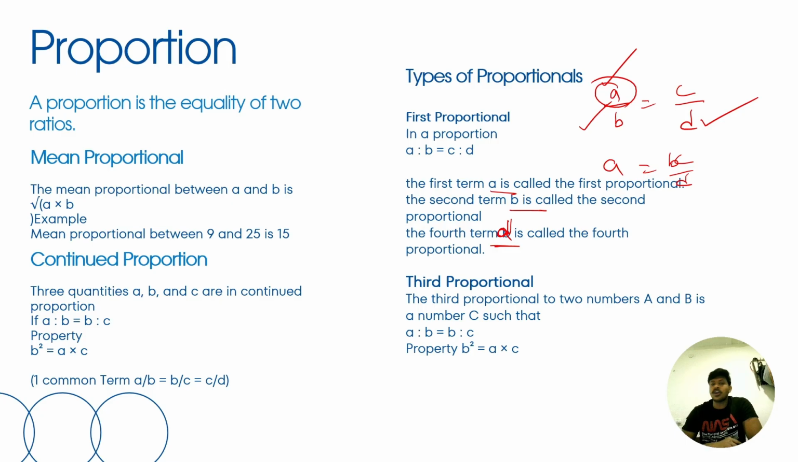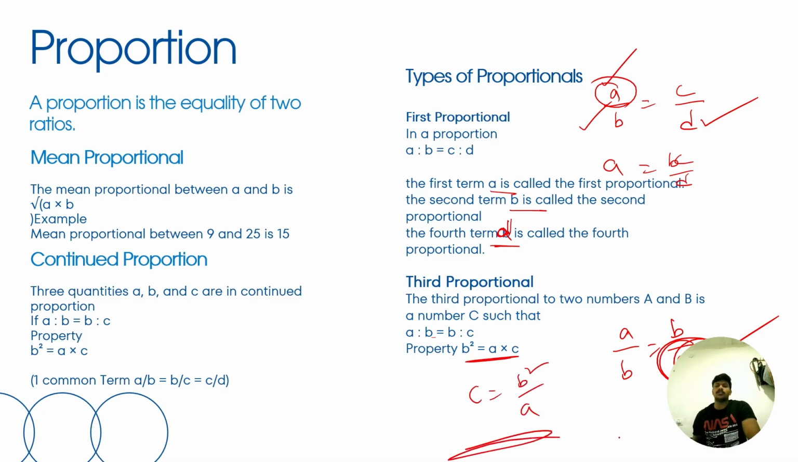In the third proportion, you are not going to have four variables, you are going to have only three. Like A by B equal to B by C. In this case, the third value C is called the third proportion. For example, I can write B square equals AC. If I want C, it's going to be B square by A. So the terms are first value, first proportion, second value, second proportion, third value, third proportion, and fourth value, fourth proportion. For 1, 2, and 4, you have four variables. For the third proportion, you have only three variables. Okay, let's move on to the next one.